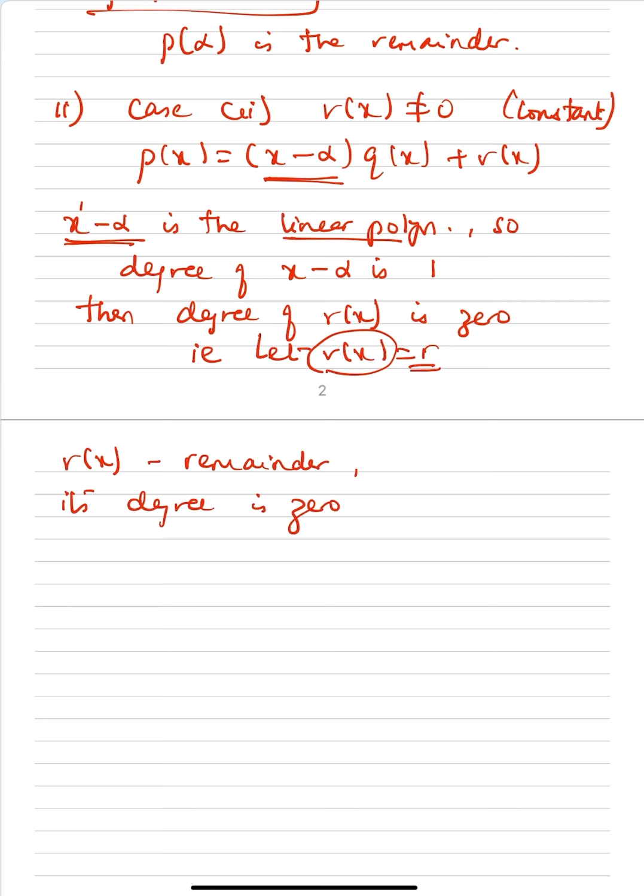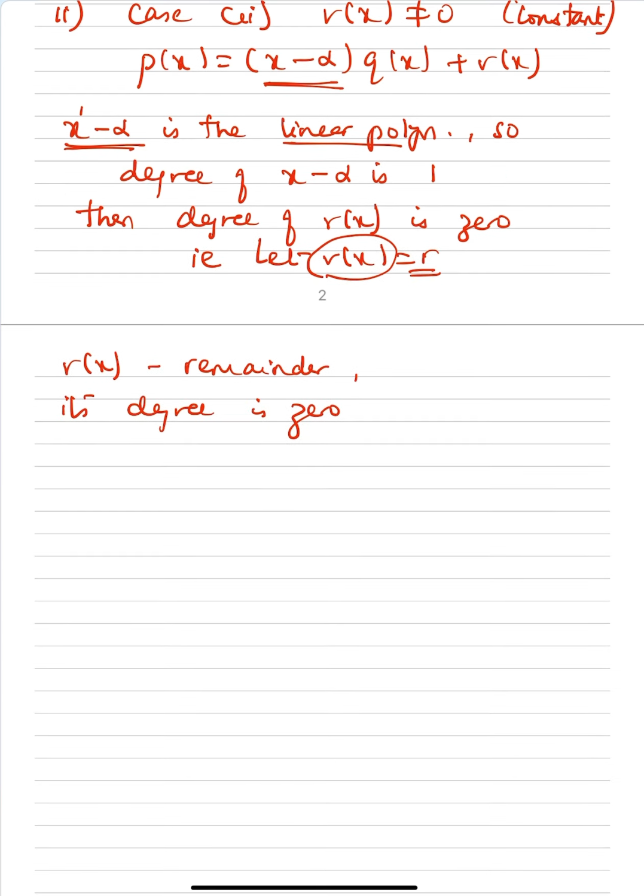That is, if there is any remainder, it will be a constant. If there is any constant r, its degree is x raised to 0, so it will be a constant. Got it? So if r is not equal to 0, we can say that the remainder is a constant, as its degree will be 0, because the divisor is a linear polynomial.